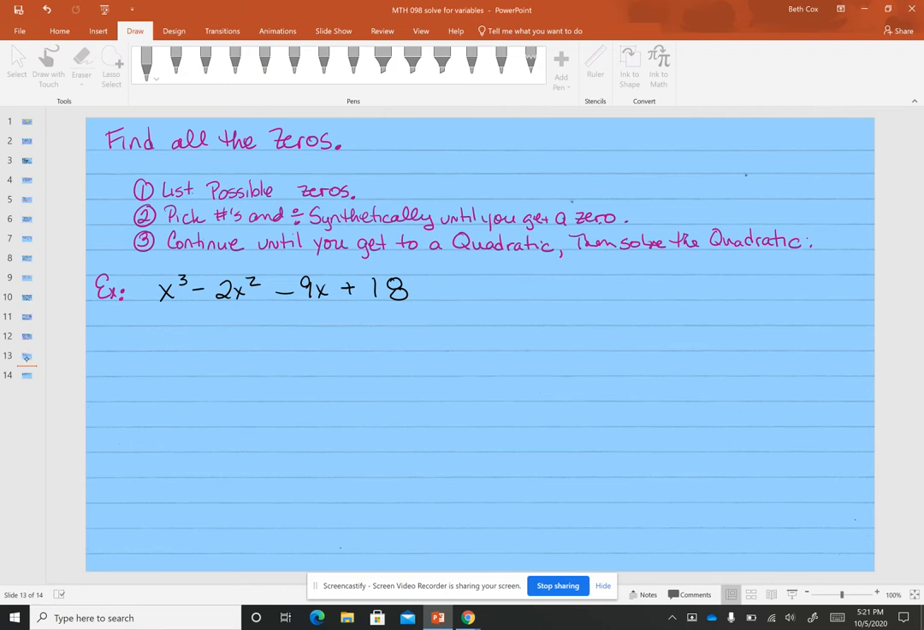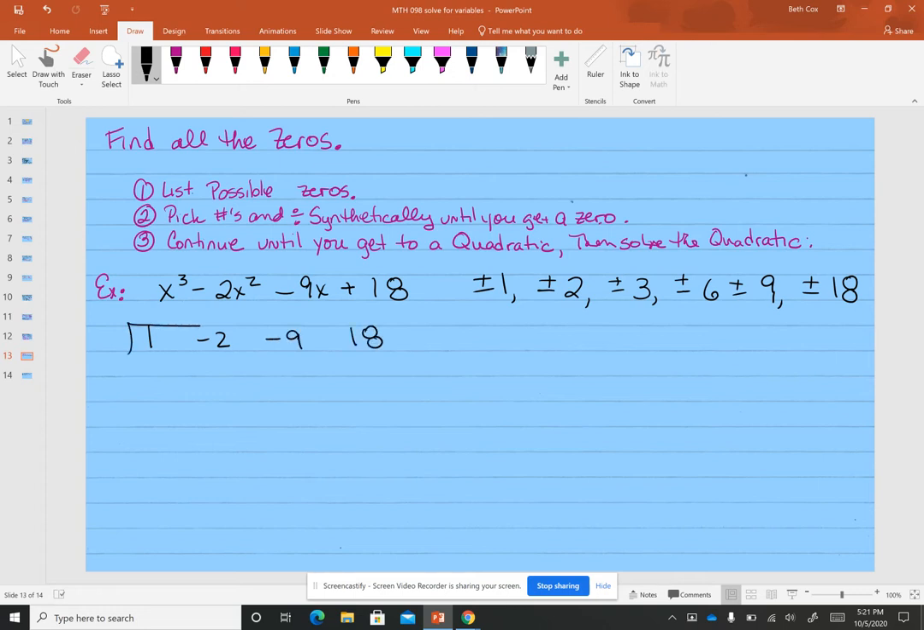So our list was positive and negative 1, positive negative 2, positive negative 3, positive negative 4, nope, 6, positive negative 9, and 18. So these are my possibilities. All right, so now I'm going to do synthetic division. I'm going to pick a number and do synthetic division to see if I can get one of these to work. I'm going to start with 2. Now, I don't know if 2 works or not, but I'm going to start with 2.